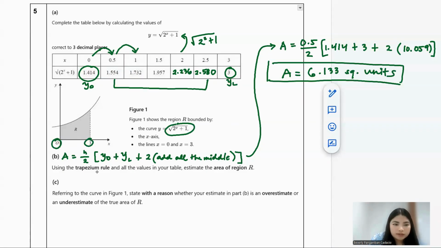Okay, now let's go with letter C. Referring to the curve in figure 1, you're going to tell me if your estimate, your answer 6.133, is an overestimate or underestimate. This one you need to answer with a reason based on the graph itself. So take a look at your graph. The graph is like this, which is a convex. Let me just say that this is an overestimate.